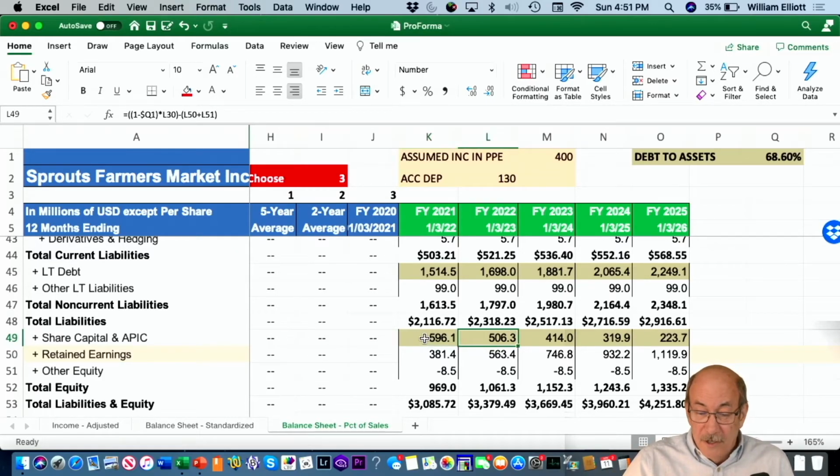Because look here, look at this value. I'm going from 596 million to 506 to 414 to 319 to 223. So I'm buying back stock like crazy. Or at least that's the assumption that's built into this current spreadsheet.